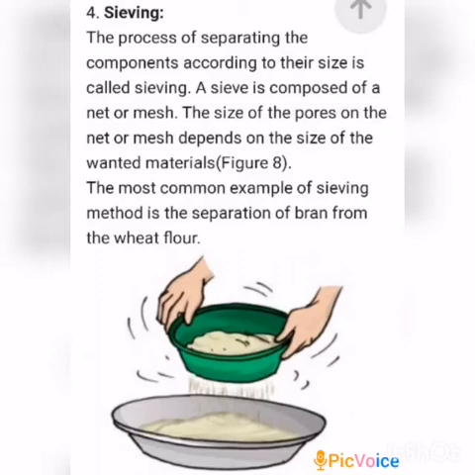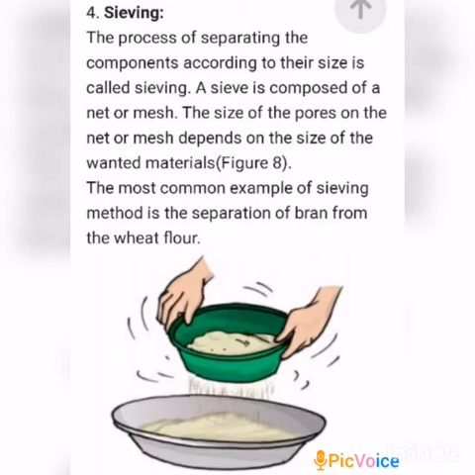Once again, I recall the sieving process, children. What do you mean by sieving? The process of separating the components according to their size is called sieving. In this separation process, the components are separated by their sizes. Yes, a sieve is composed of a net or mesh. The size of the pores on the net or mesh depends on the size of the wanted materials.